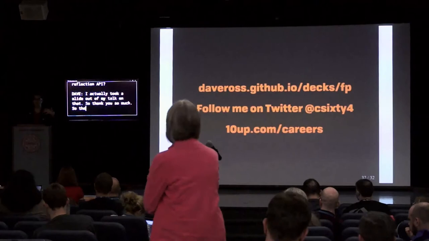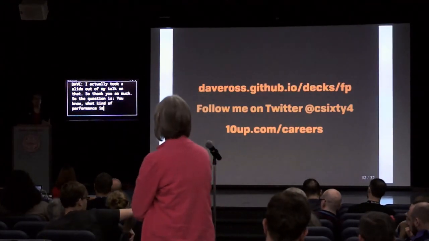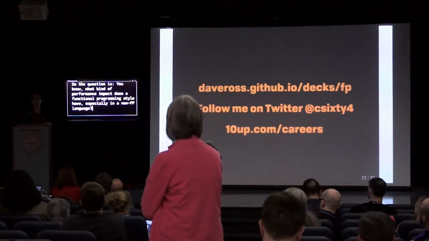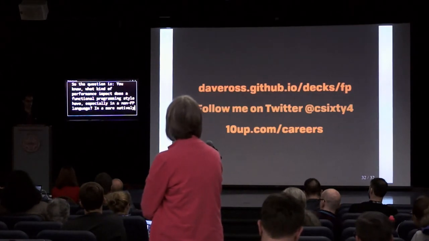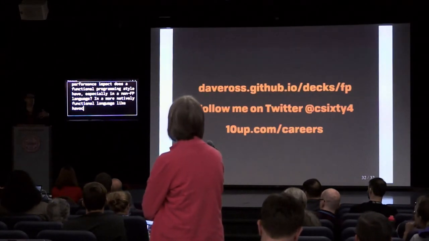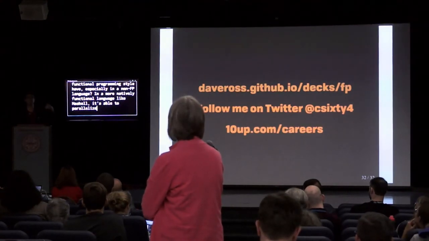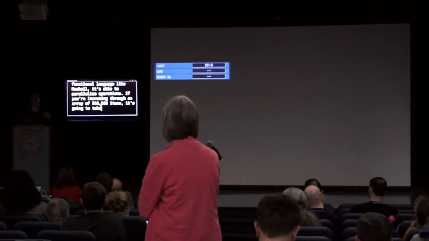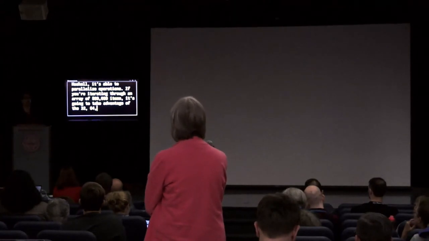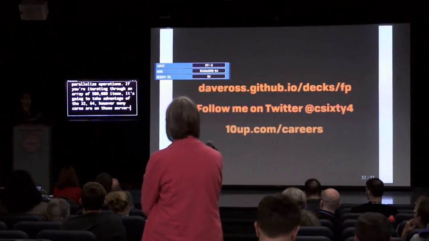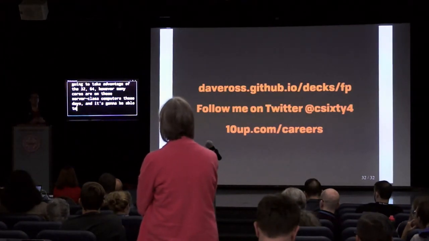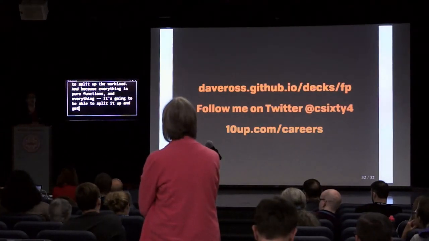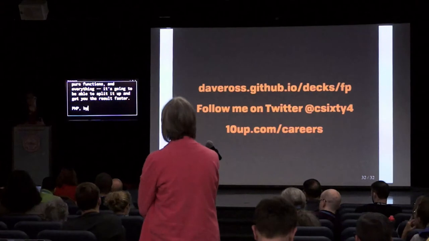So the question is, what kind of performance impact does a functional programming style have, especially in a non-FP language? In a more natively functional language like Haskell, it's able to parallelize operations. If you're iterating through an array of 500,000 items, it's going to take advantage of the 32, 64, however many cores are on these server class computers these days. And it's going to be able to split up the workload. And because everything is pure functions, it's going to be able to split it up and get you the result faster. PHP, by its nature, is single-threaded.